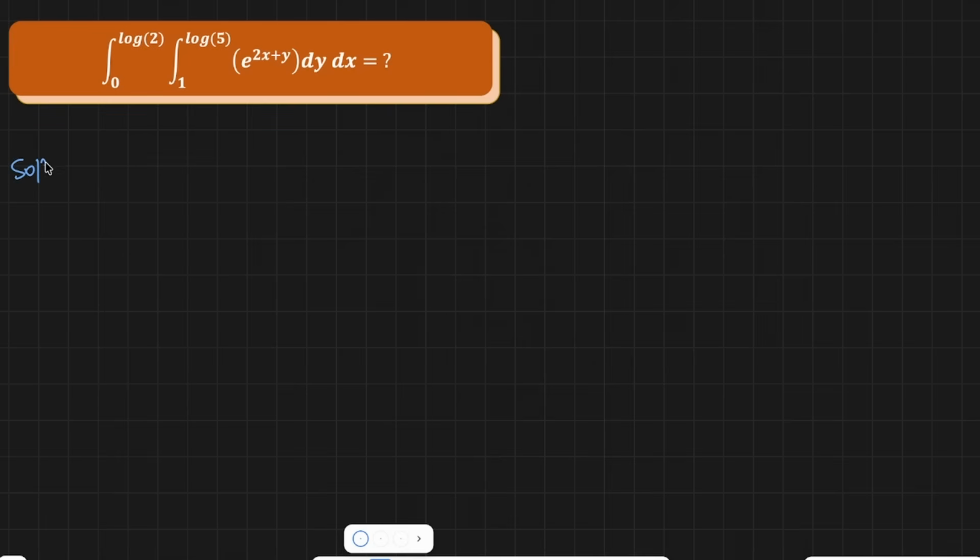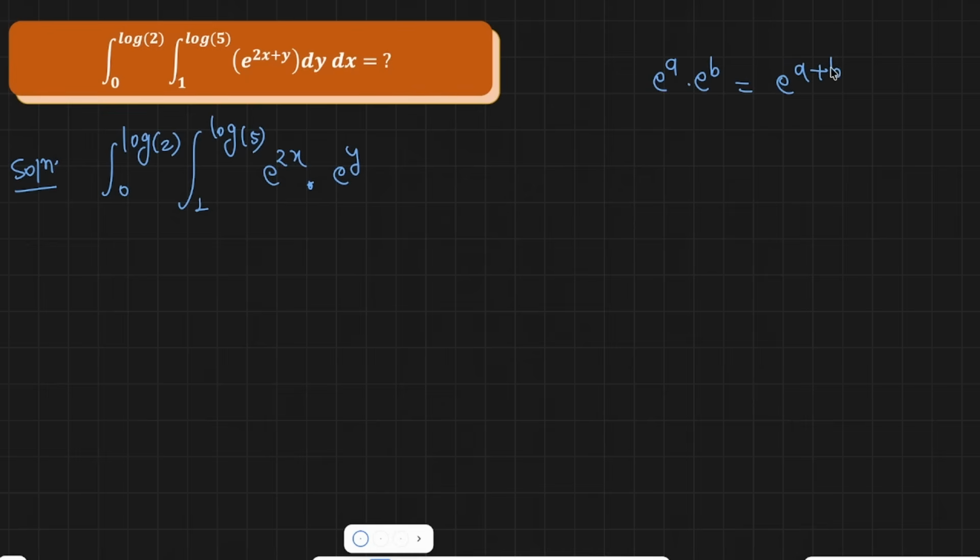So the solution: it will be from 0 to log of 2, and from 1 to log of 5, and here can I write it as e to the power 2x into e to the power y? Whenever you have e to the power something, if it is breakable, you can write it like this, because all of you know e to the power a into e to the power b will be e to the power a plus b. So I can use this identity here, and this is dy dx.